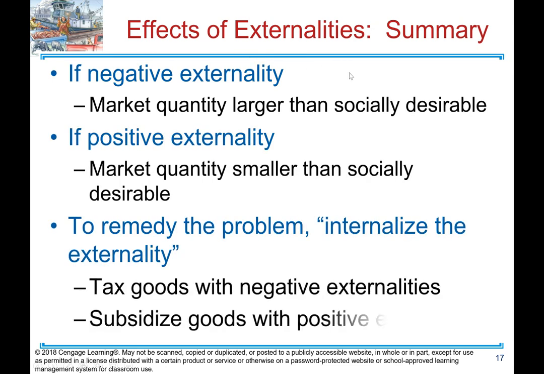Effects of externalities summary. If negative externality, market quantity is larger than socially desirable. In other words, it is being overproduced. Marginal cost is higher than marginal benefit. If it's a positive externality, market quantity is smaller than socially desirable, which means it is underproduced, underproduction. Marginal benefit is higher than marginal cost. To remedy the problem, internalize the externality.